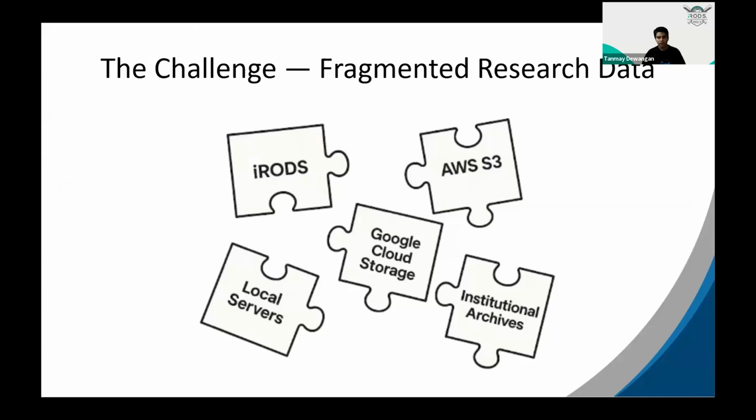So, as I just briefly touched on, scientific data today lives in many places. In iRODS managed collections at institutions, in public Amazon S3 or Google Cloud buckets, on local servers and archives, etc. But researchers want a unified place to discover, access, and cite these datasets, which is what a true data commons is. And Kando is designed to solve this problem.